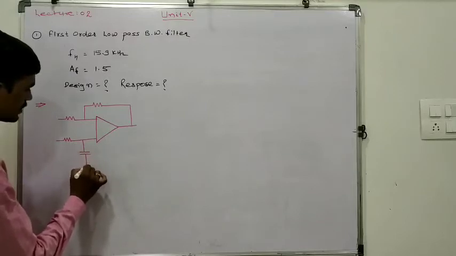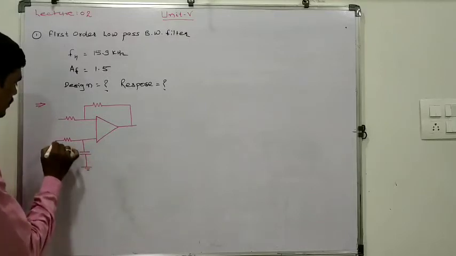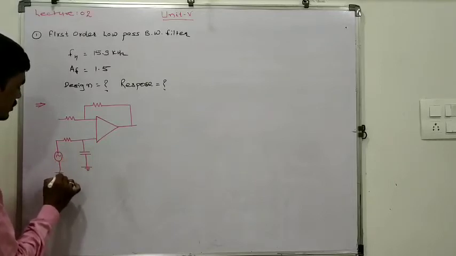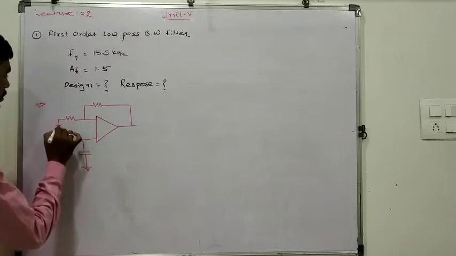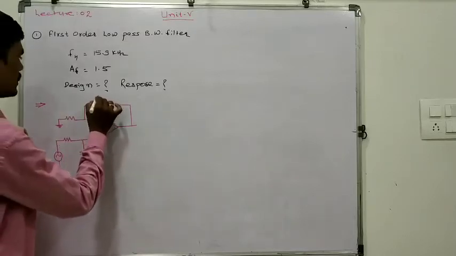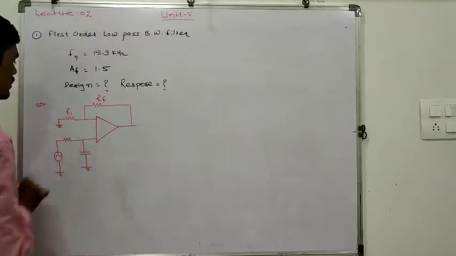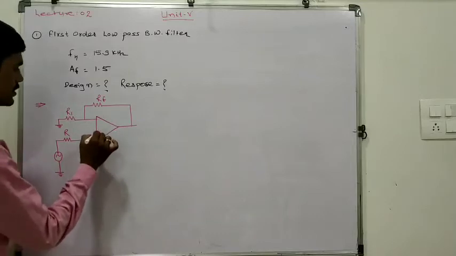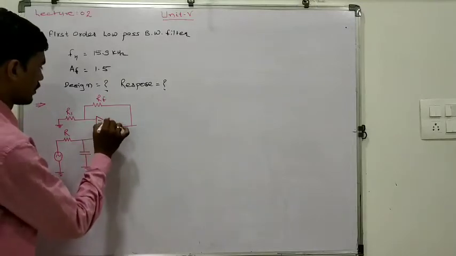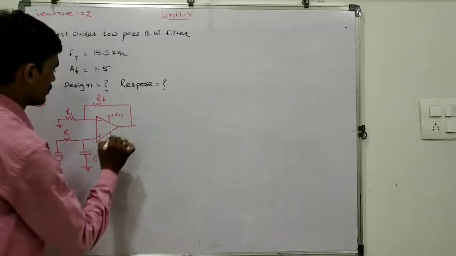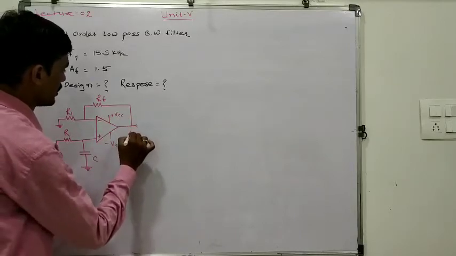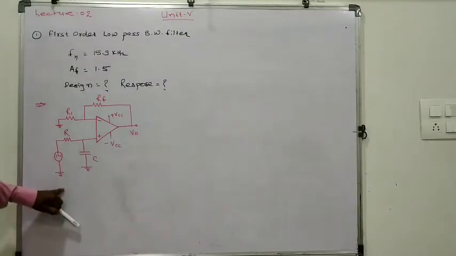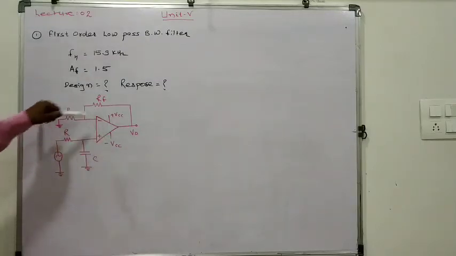This is the capacitor. Here we have to provide the input. This is RF, this is R1, again this is R and this is C. Plus VCC, this is minus VCC, and this is the output. So this is nothing but the circuit for the first order low pass filter.